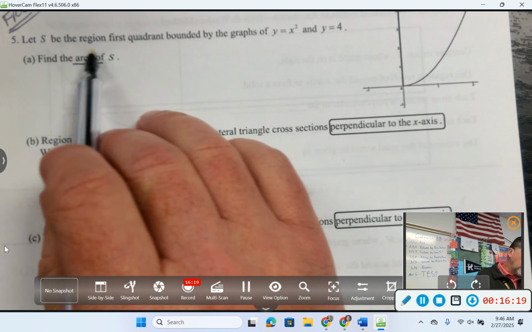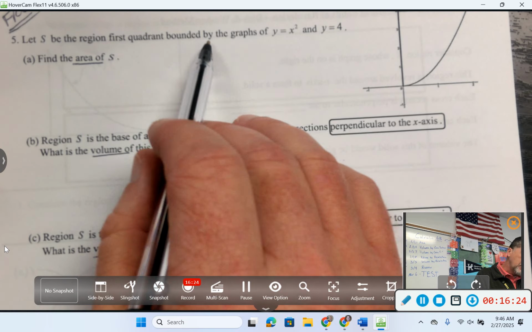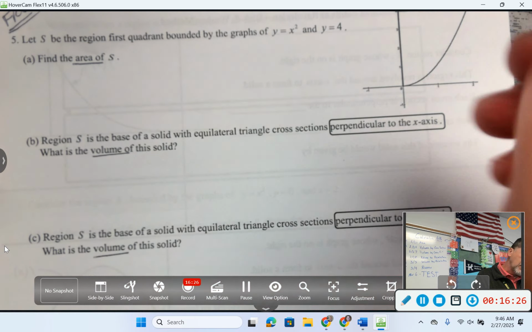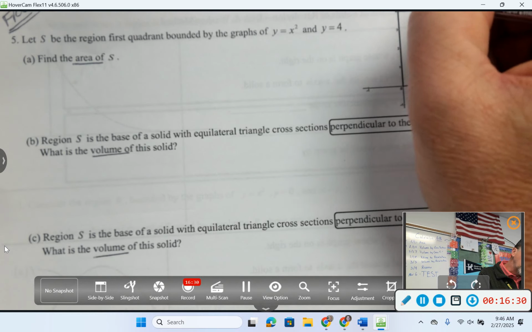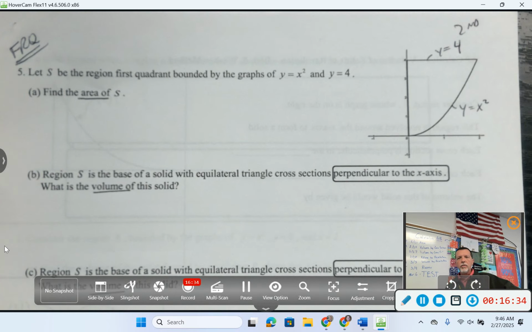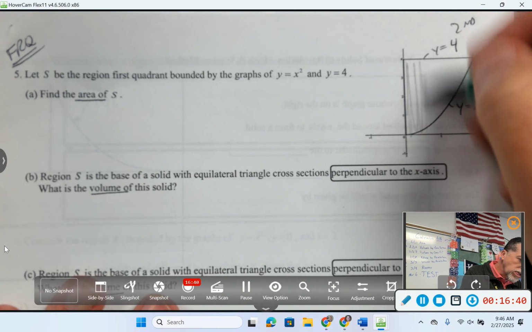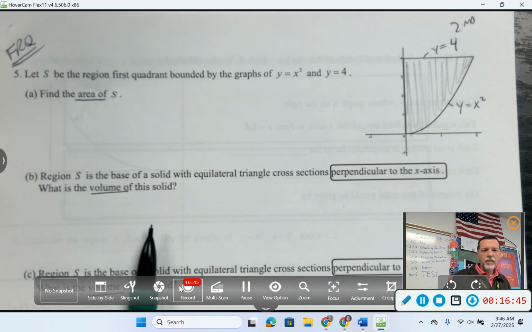Okay, let S be the region, first quadrant, bounded by the graphs of y equals x squared. It's nice when you can easily tell which one is which. And y equals 4. Find the area of S. So we're looking for that area. Okay, too much me talking.